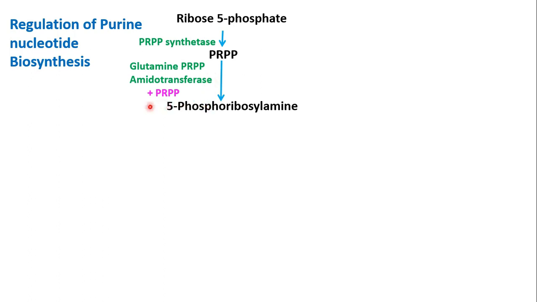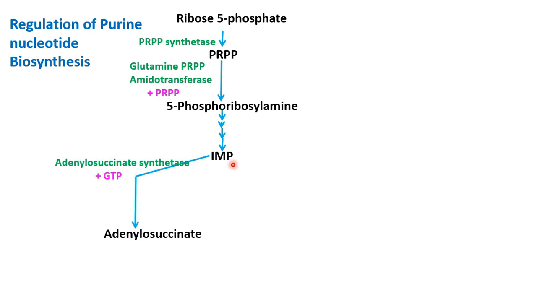If more PRPP is synthesized, PRPP becomes an activator for this enzyme. So the more the PRPP, the more the synthesis of AMP and GMP. Then a series of reactions finally forms the first or parent purine nucleotide, that is inosine monophosphate. Inosine monophosphate then forms AMP and GMP.